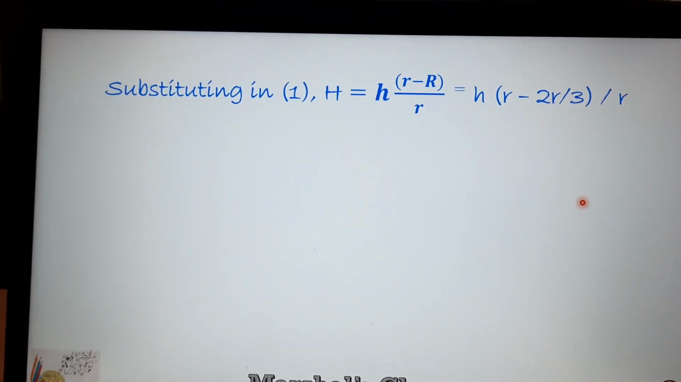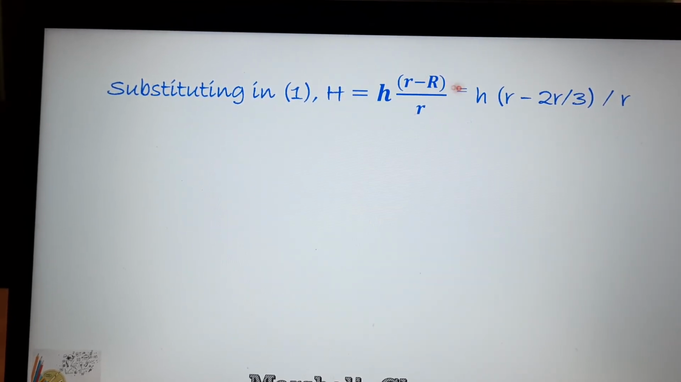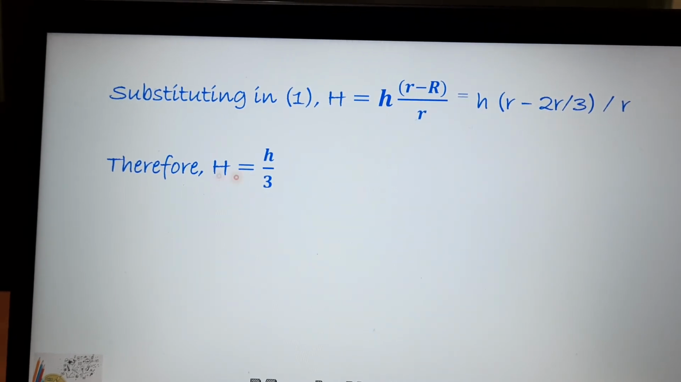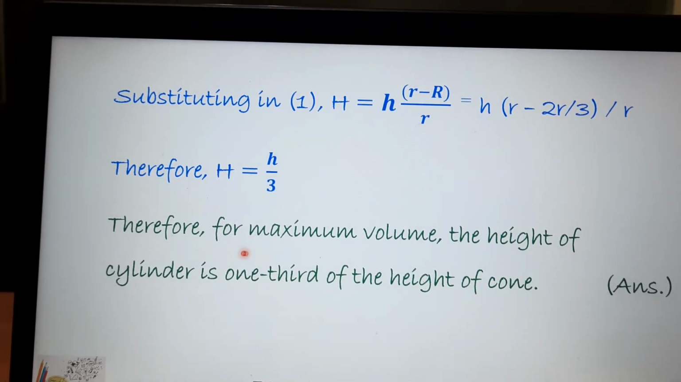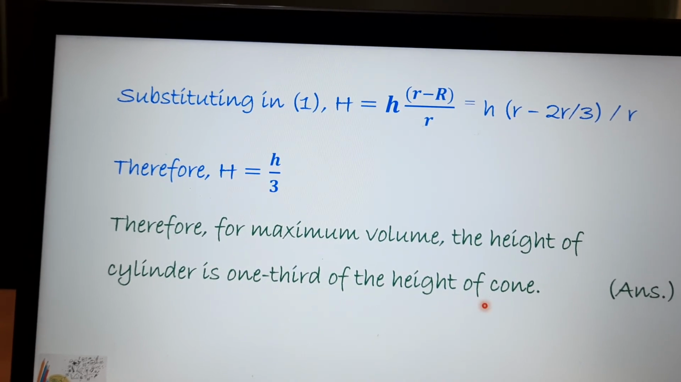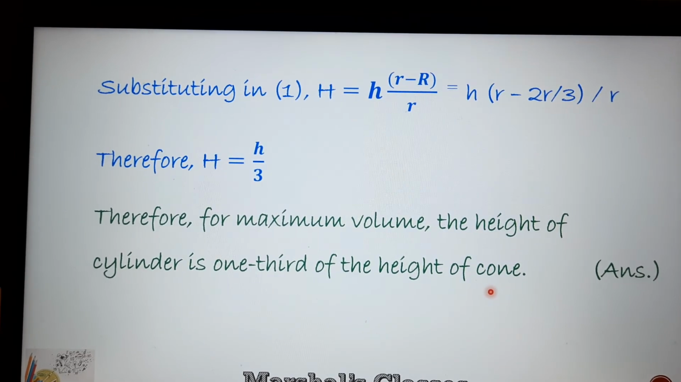When we substitute this back in equation 1, remember, we had capital H equal to small h into (r minus R) by r. We substitute it back here. We get that capital H is h by 3. This implies that for the maximum volume of the cylinder, the height of the cylinder must be 1/3 of the height of the cone. That's when we get the maximum volume. This is the first part of the problem.